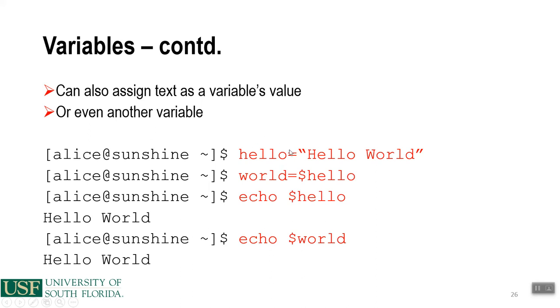You can also assign text as a variable's value, or even another variable. So hello can be equal to hello world. So every time that you echo hello, it will actually show you hello world. And you can also assign this particular variable, hello, to another variable called world. And you can echo world and it'll show you hello world because that is assigned to hello, and hello is assigned to hello world. So variables are a very common programming tool that you can use to store a particular piece of data that you can keep calling again and again throughout your script.